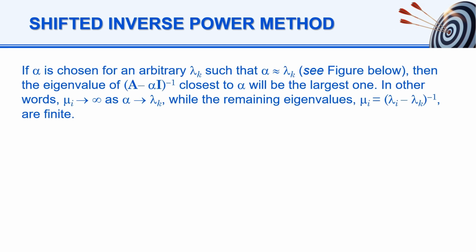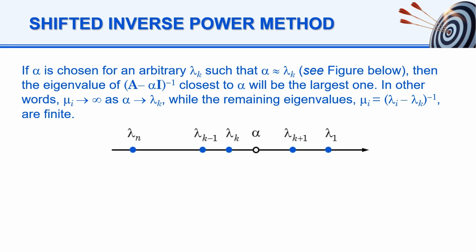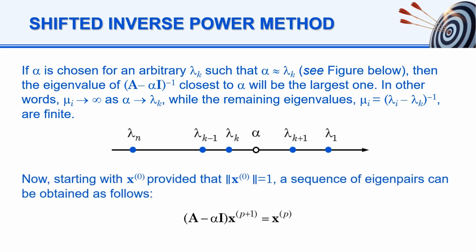If alpha is chosen for an arbitrary lambda k such that alpha is very close to lambda k, see the figure, then the eigenvalue of the inverse of matrix A minus alpha times I closest to alpha will be the largest one. In other words, mu i goes to infinity as alpha goes to lambda k, while the remaining eigenvalues, mu i equals 1 over lambda i minus lambda k, are finite. Now, starting with initial vector x0 provided that its norm is 1, a sequence of eigenpairs can be obtained by solving the following matrix equation iteratively.